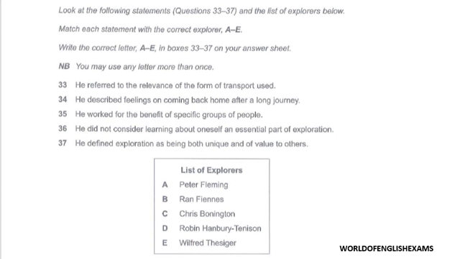So the next set of questions we are going to answer belong to matching the nouns. A noun can be a name or a place or an animal or a thing. You all know that. So here they have listed some explorers. So names of some explorers are given and we are supposed to match what each of these explorers have done.